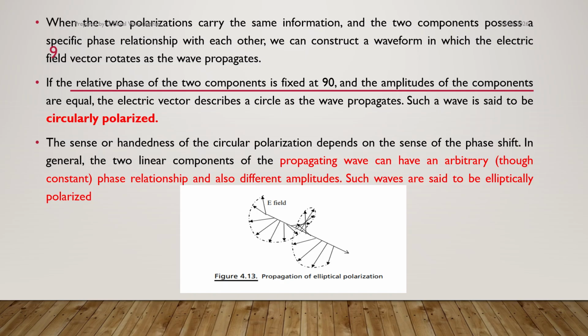In general, two linear components of the propagating wave can have an arbitrary phase relationship and also different amplitudes. Such waves are said to be elliptically polarized. In this diagram, you can see the propagation of elliptical polarization. If we have different amplitudes and phase relationship, then it is known as elliptical polarization.